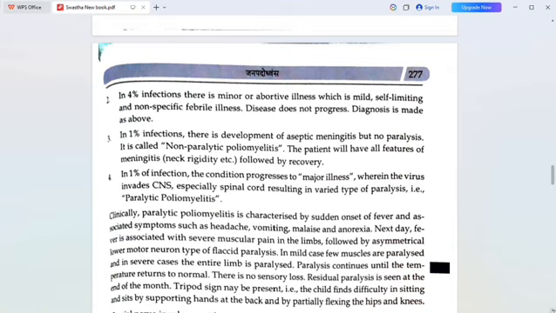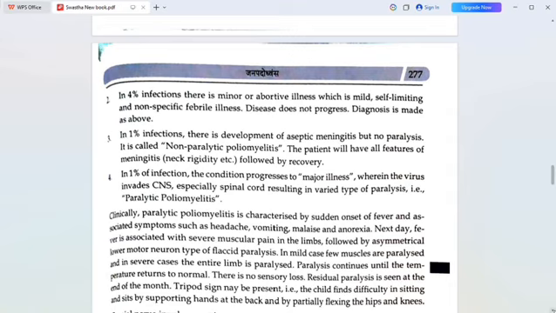The patient will have all features of meningitis, like neck rigidity, followed by recovery. It recovers easily because it does not go up to the spinal cord. It limits itself to the meninges only. So it infects the meninges and causes aseptic meningitis, but no paralysis, and it is called non-paralytic poliomyelitis.